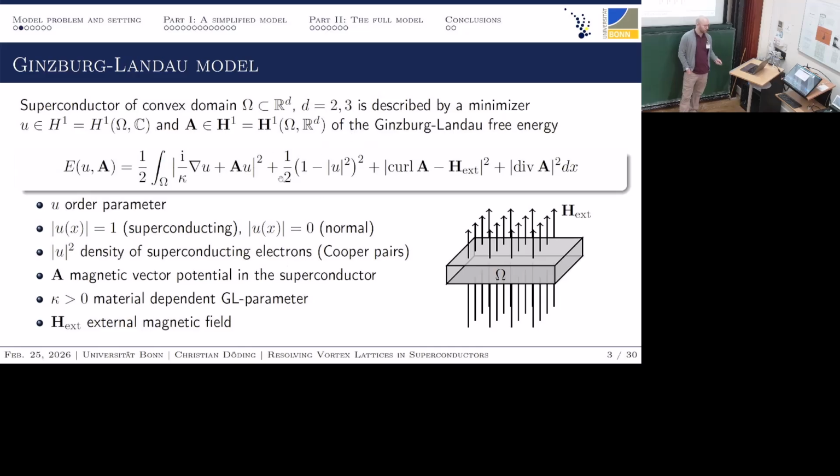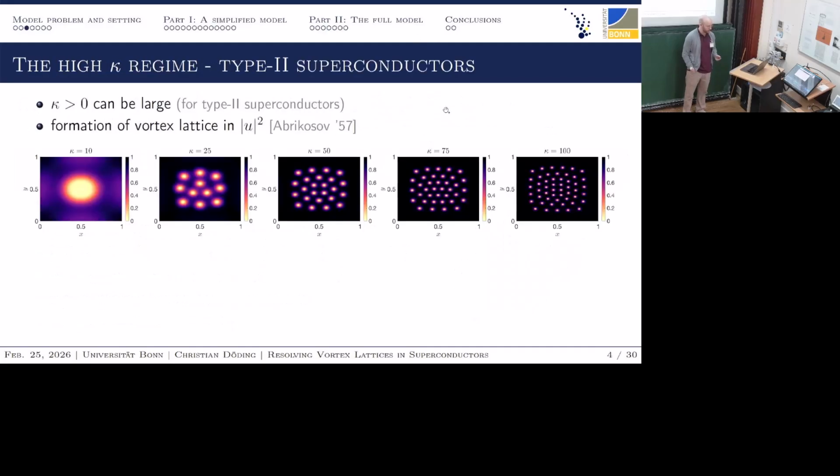The second term here is a nonlinearity, involving only the U. And then you have this curl A minus H term here, which is essentially something like Maxwell equations, and some gauging involving this divergence term. Okay, that's the system that I want to consider. We want to minimize this energy here.